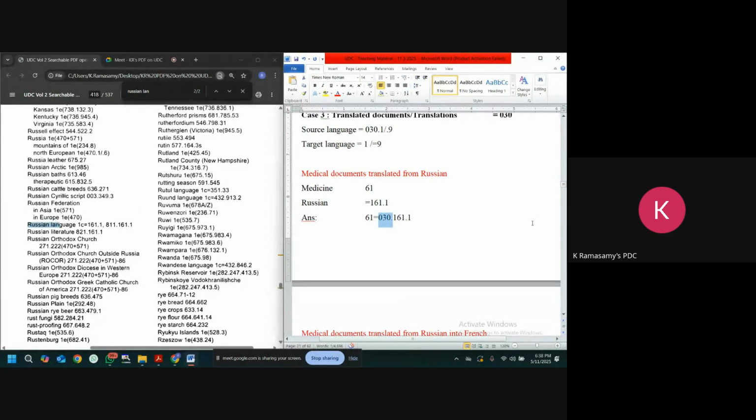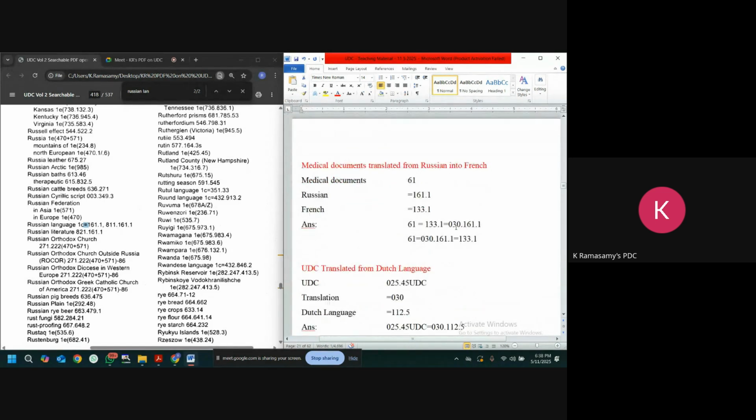Then you should write the language number. What is the language number for Russian? 161.1. That means by removing the equal sign, you put a dot and add it to 030. It means that it is a medical-related document, originally a translated version. From which language are they translated? From Russian. Here only the source language is available.